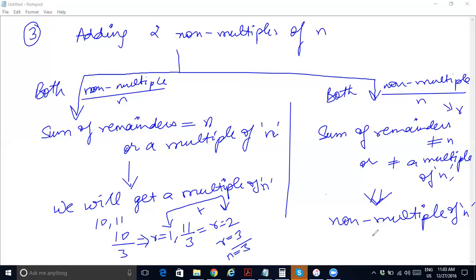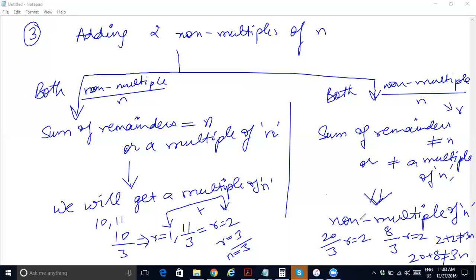Now, the other case, for example, 20 and a number maybe like 8. 20 by 3 will yield a remainder of 2, and 8 by 3 will again yield a remainder of 2. Therefore, since 2 plus 2 is not equal to a multiple of 3, the sum of these two numbers will not be a multiple of 3.